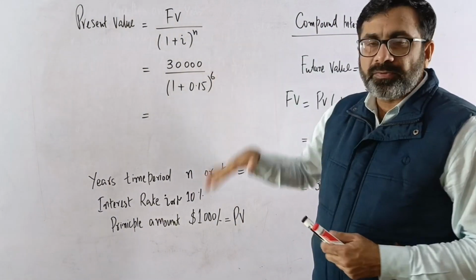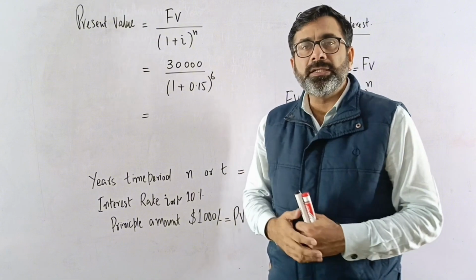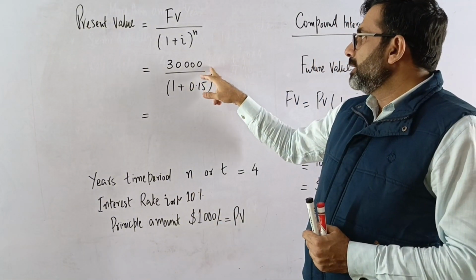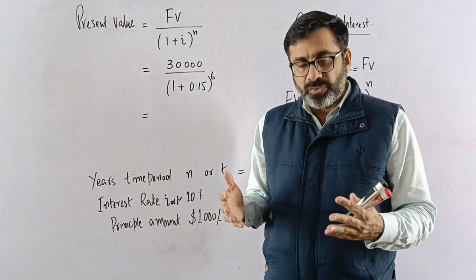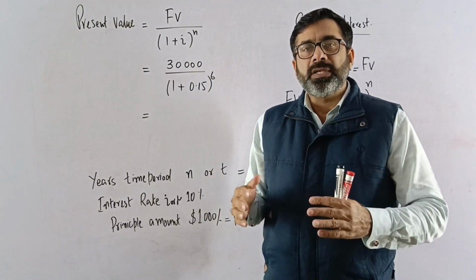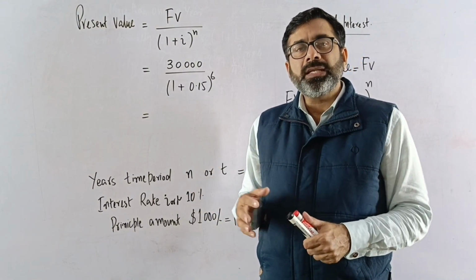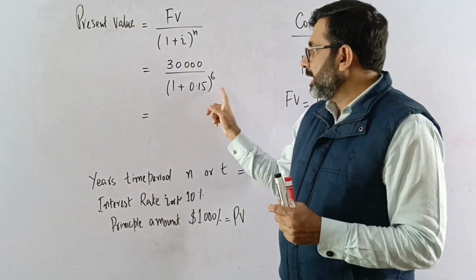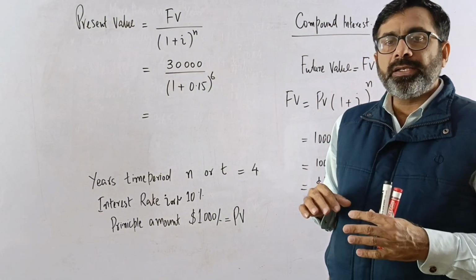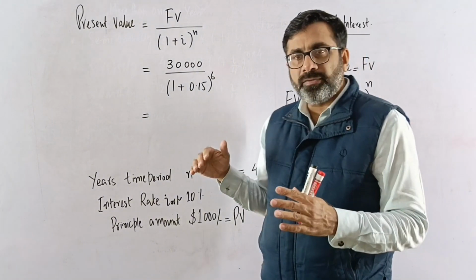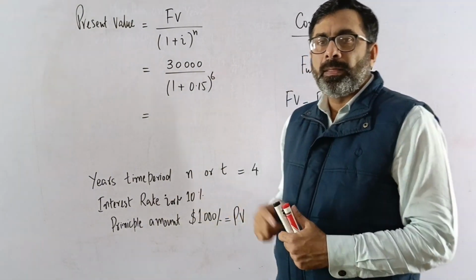Why do we need the concept of the present value? Sometimes, for example, after 6 years you need an amount of $30,000 for some purpose. For example, you want to buy a car, or you have some other opportunity, like a project, that you want to invest in, and after 6 years you need $30,000. Now in the market, banks or other financial institutions are offering you a rate of interest of 15%.